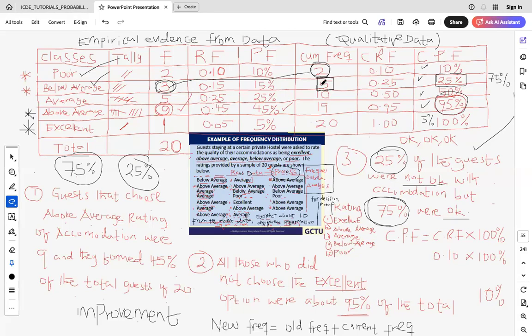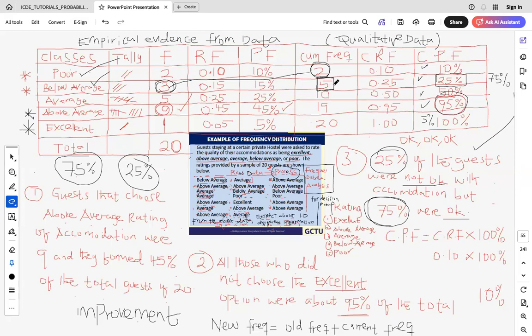Because I want to come to this line. Line number 2, there's already a frequency. So line number 2, this is the current frequency 3. But before line number 2, there was line number 1. So line number 1 is the old frequency. So you add the old frequency to the current frequency to get the new frequency. So old frequency 2 plus current frequency 3 will give me new frequency 5.